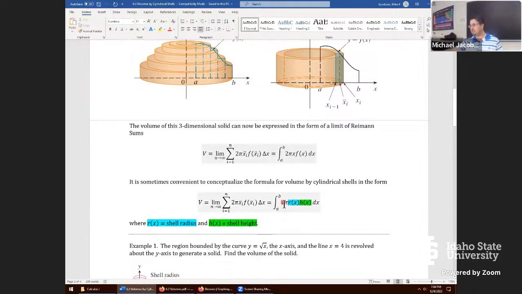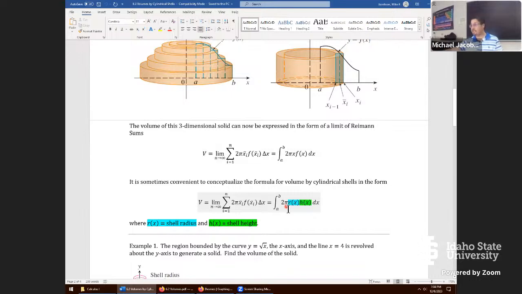This 2 pi r is really just a circumference in a certain sense. The r is the shell radius. So over here, it'd be the distance from this point all the way to the center here on the x-axis. H of x is going to be the shell height. So it'll be the distance from the bottom to the top. And that's the whole procedure.